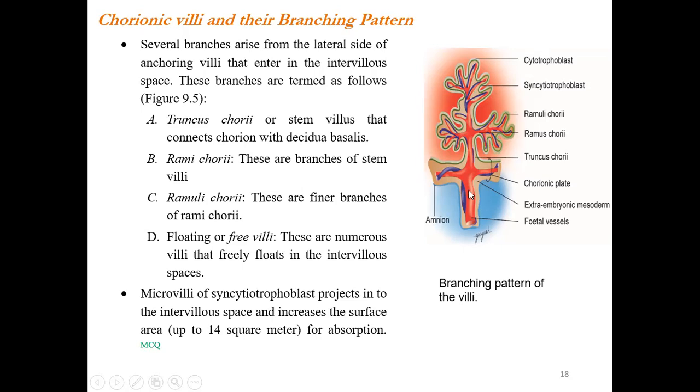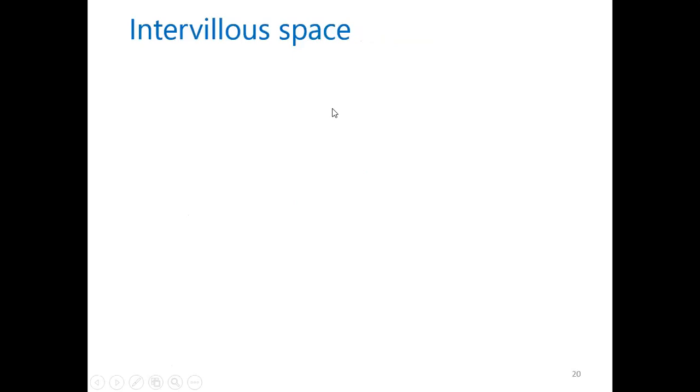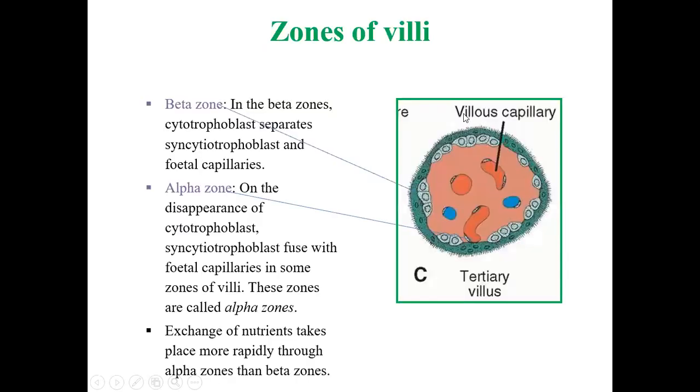So microvilli of syncytiotrophoblast, which project into the intervillous space, increase the surface area up to 14 meters square for absorption. So that is the need for this villi. It increases the surface area of absorption. Now there are certain zones of villi as well.